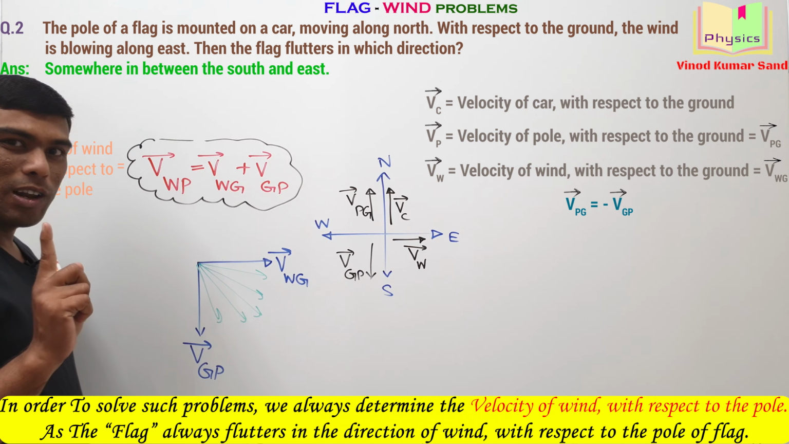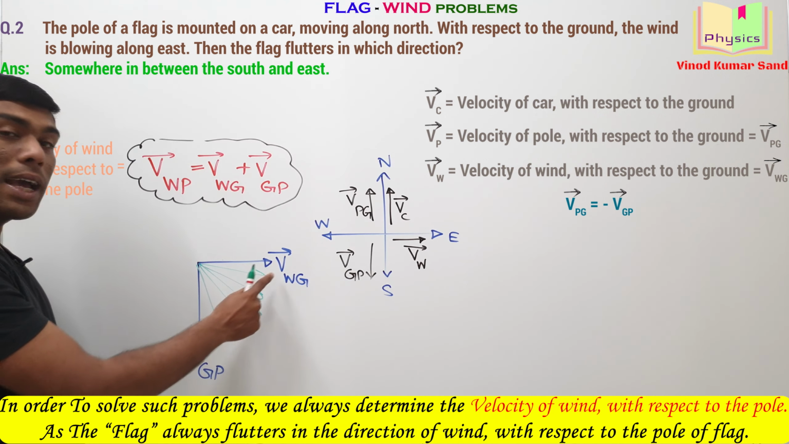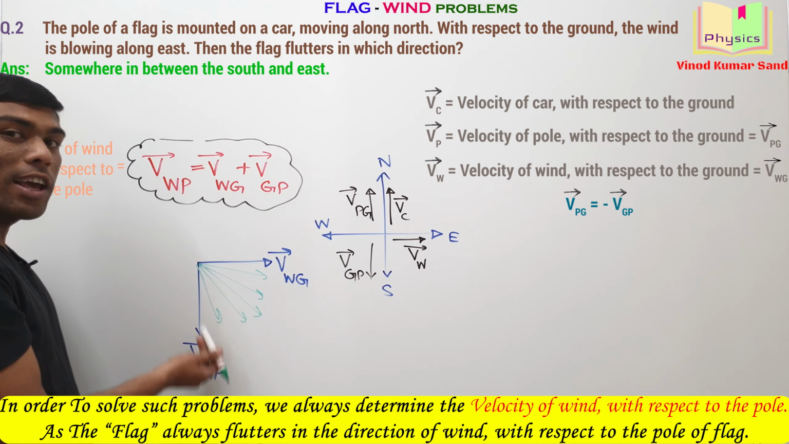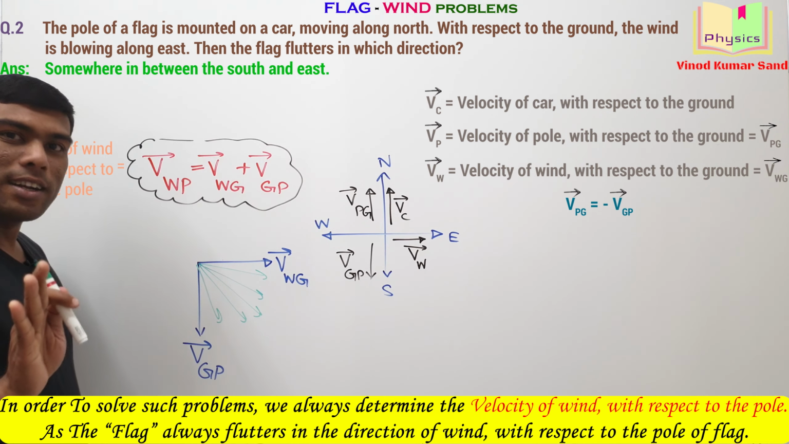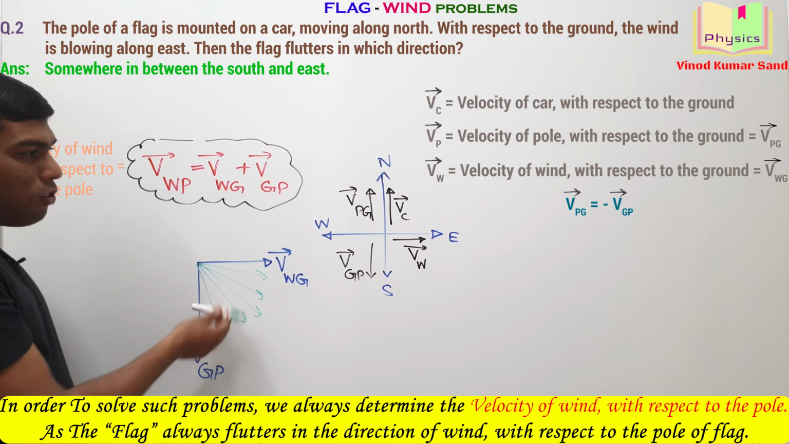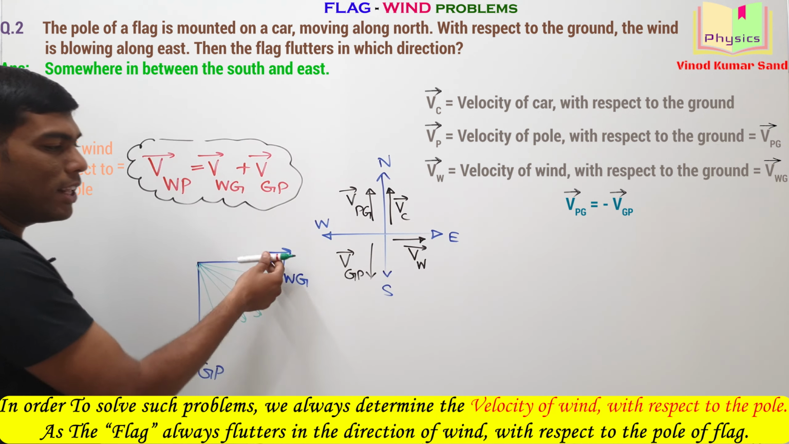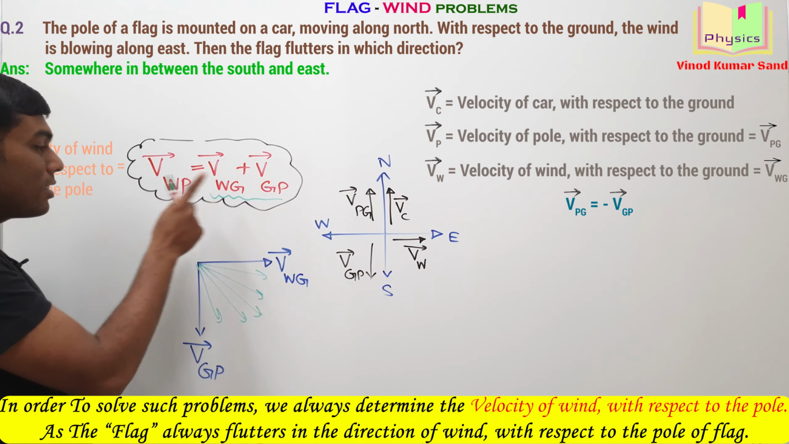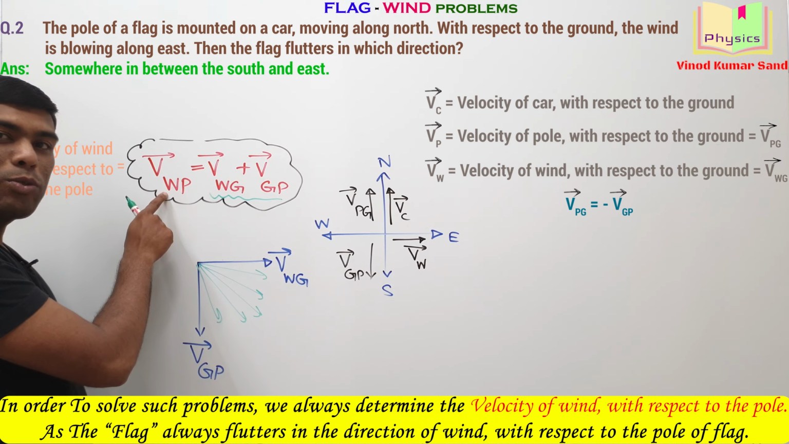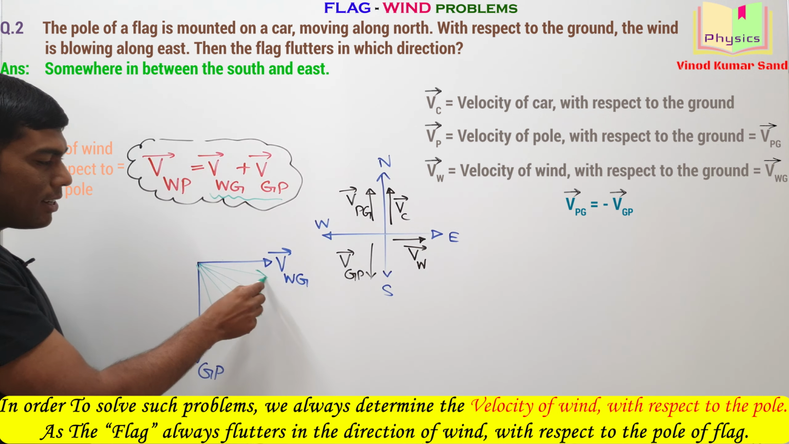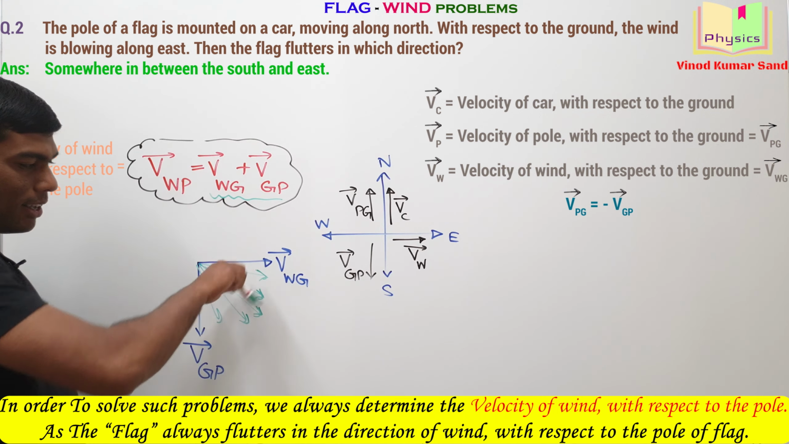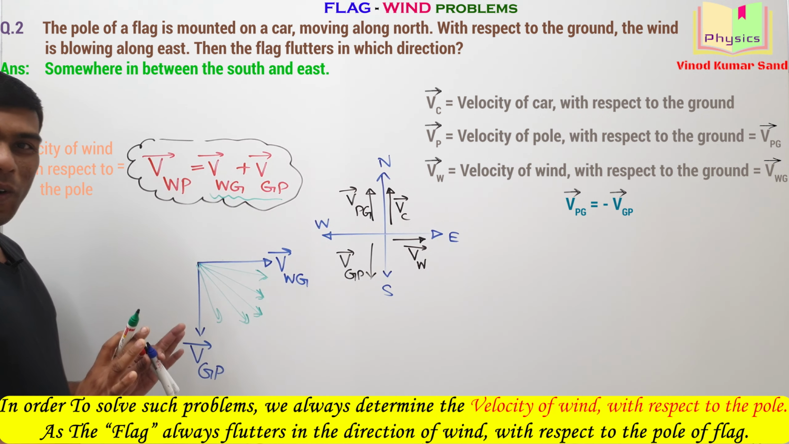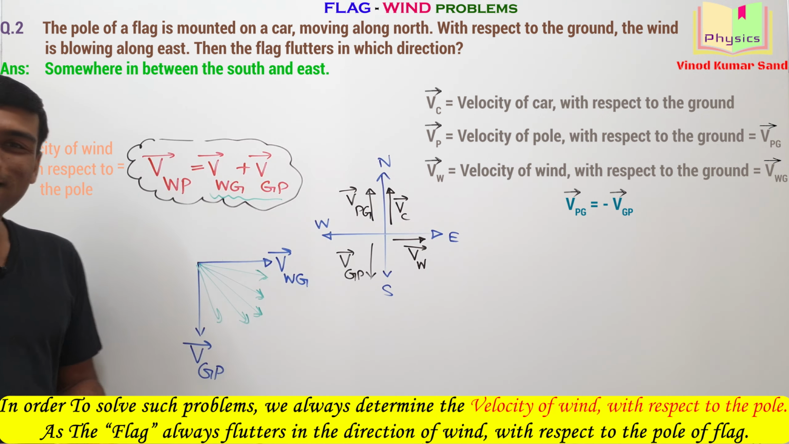I hope you understood the logic. We don't know their magnitudes, so we cannot certainly say in which direction the flag will flutter, but we can have the tentative idea that the flag will flutter somewhere in between the south and east. Due to the resultant of these two vectors, we get the velocity of wind with respect to the pole, and that resultant must lie somewhere in this direction in between the south and east. Got it? Simple and easy question.